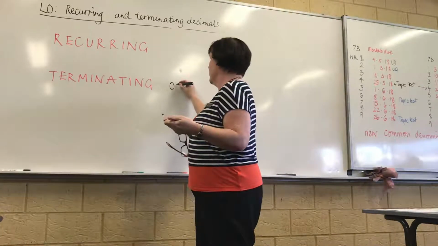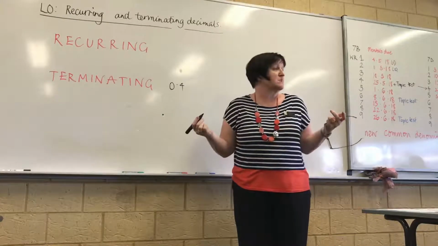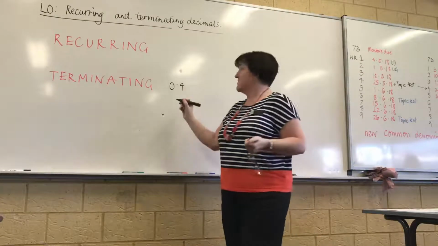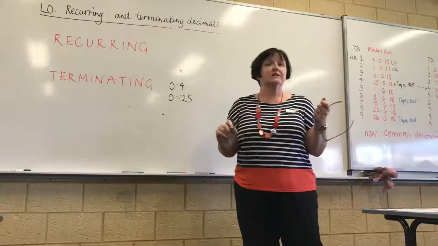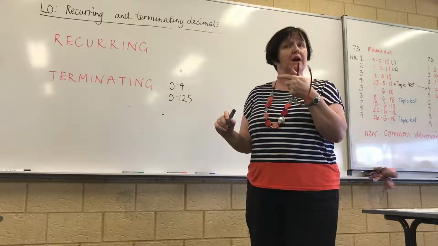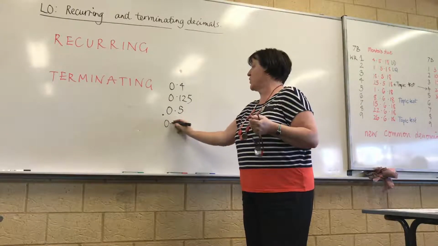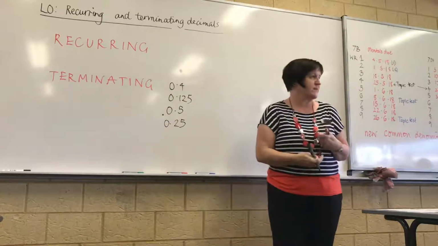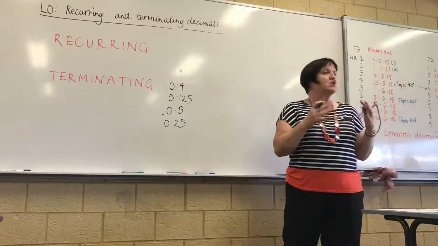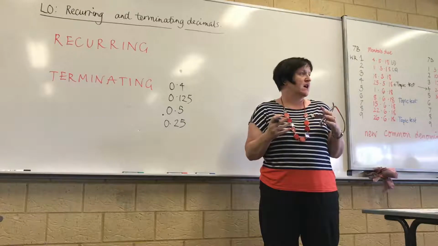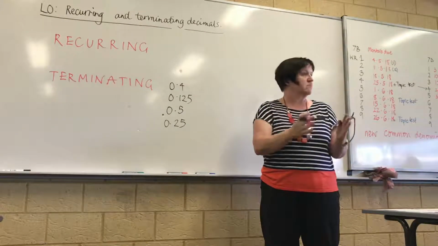0.4. 0.4, absolutely. Another one, with 2 decimal places, maybe. 0.125, which is actually an eighth, isn't it? Yep. So if you convert an eighth into a decimal, it's 0.125. 0.5, 0.25, which is a quarter. Okay? So some fractions, when you turn them into decimals, are terminating decimals. It means that they sort of stop.